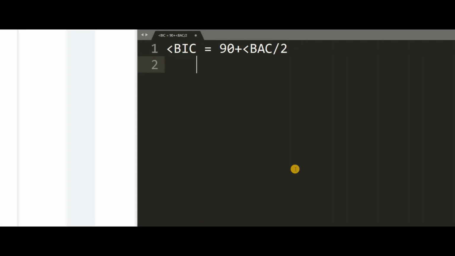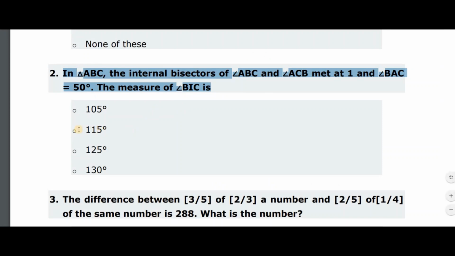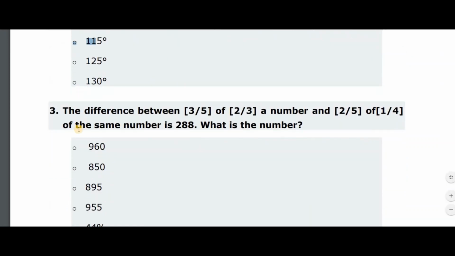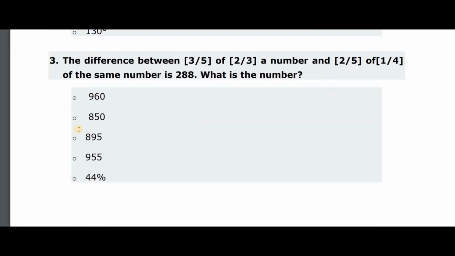So they have given BAC as 50. So 90 plus 50 by 2, which is 25, that is equal to 115. So our answer will be 115. This is the option. Now let's see the third question.